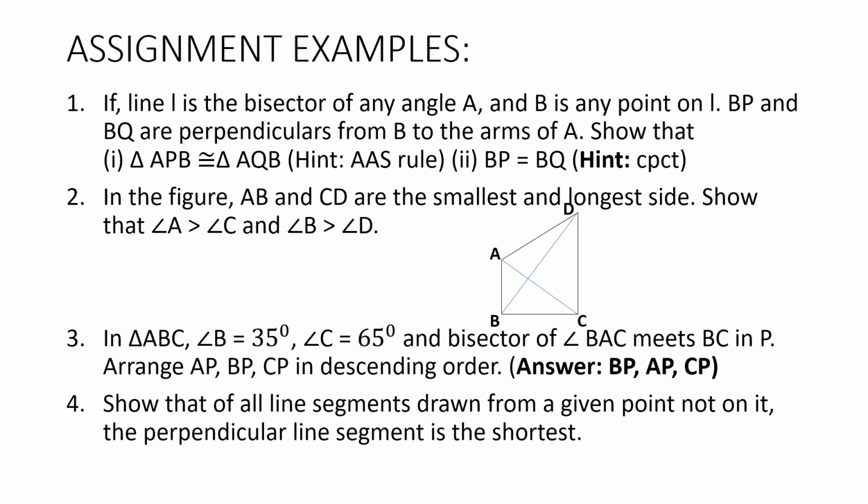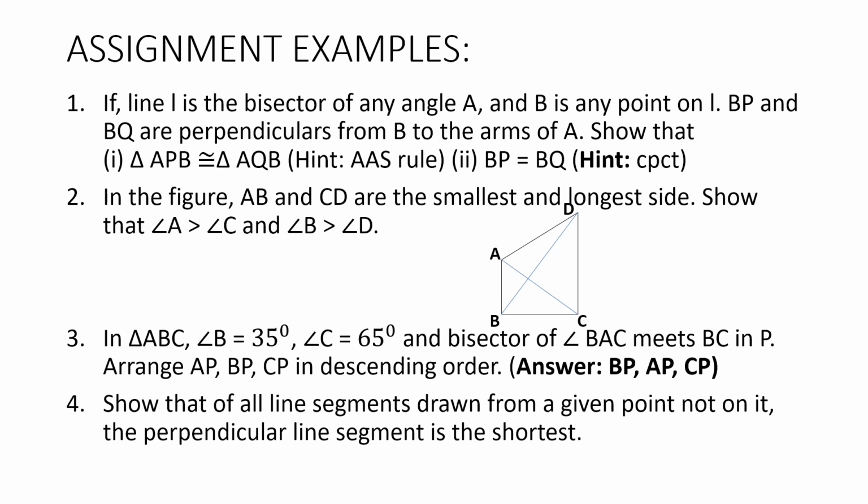Second one, in the figure, AB and CD are the smallest and longest side. Show that angle A greater than angle C and angle B greater than angle D. Third one, in triangle ABC, angle B is 35 degree, C is 65 degree and the bisector of angle BAC meets BC in P. Arrange AP, BP, CP in descending order. You have two angles, you can get the third angle and accordingly you can arrange AP, BP and CP. The correct answer is BP, AP and CP. This is the descending order.